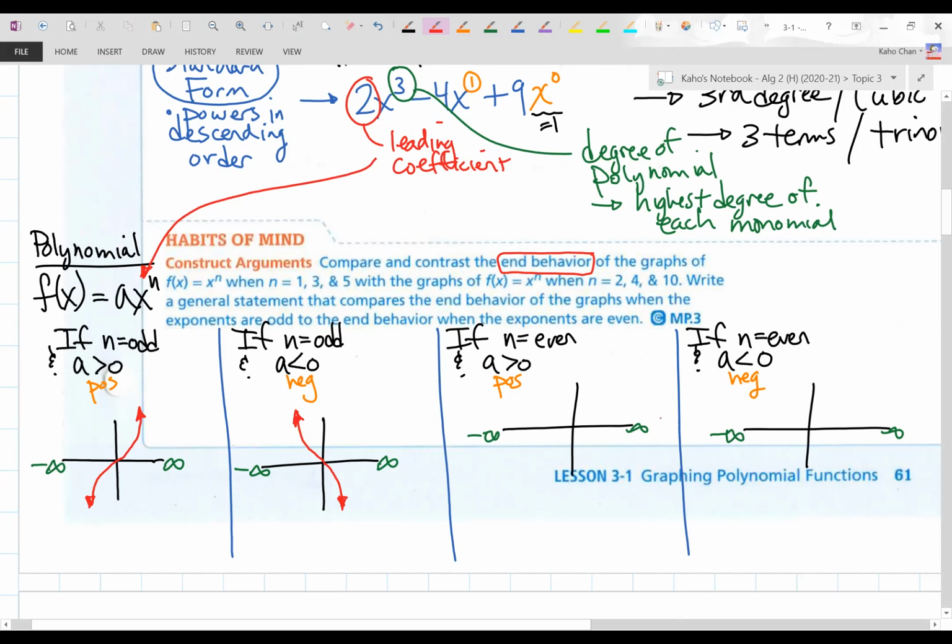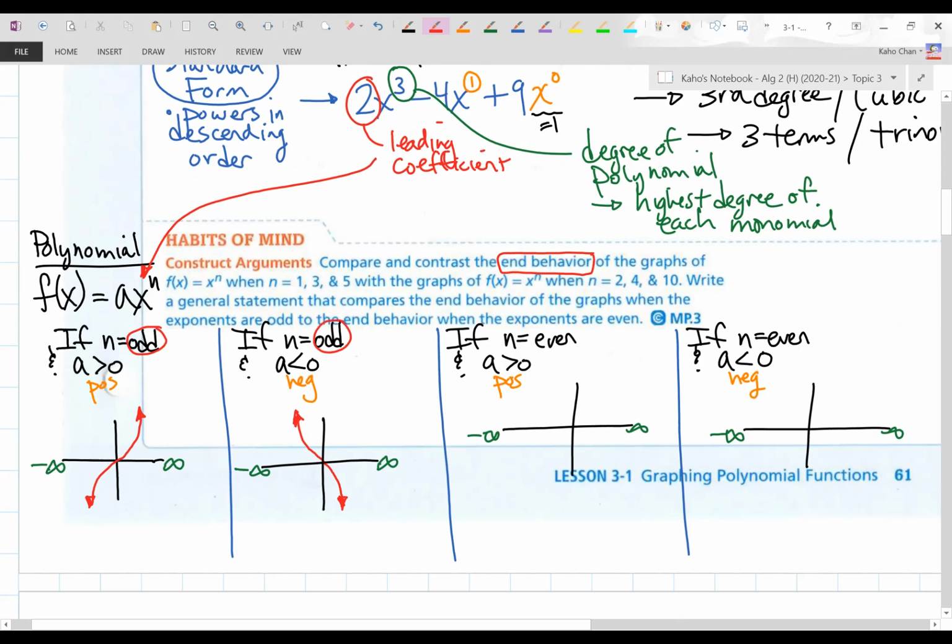Okay, so generically that could be like x to the third, that's negative x to the third, so to speak. And it also applies to x to the fifth, x to the seventh, x to the ninth, whatever. They all have similar end behavior graphs. Okay, so those are the odd ones.